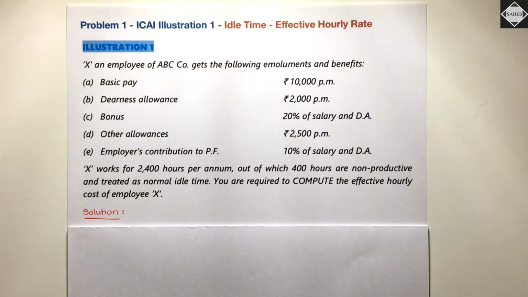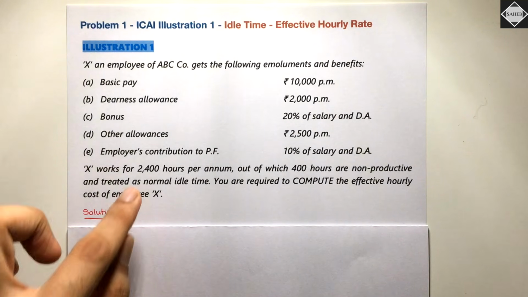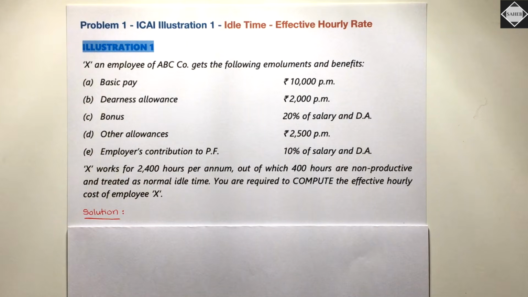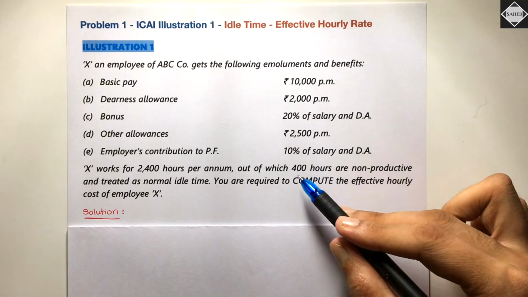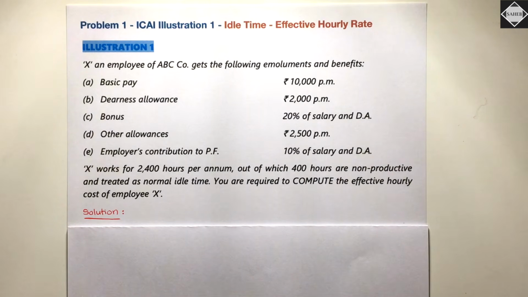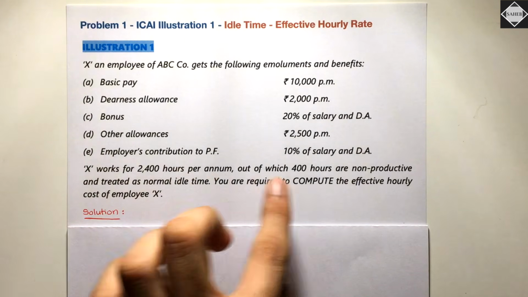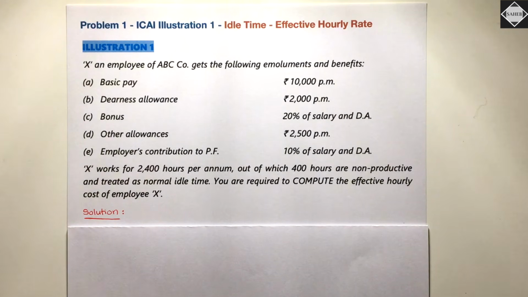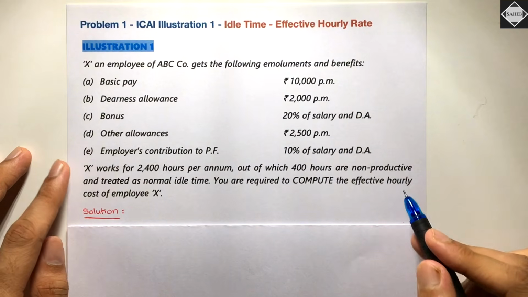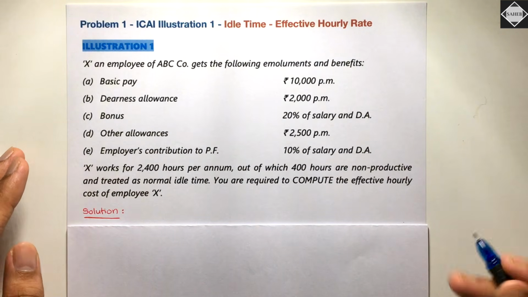So this is really simple and straightforward. They have given you the total hours in a year, 2,400 hours, and they are saying 400 hours are non-productive, and it's normal idle time. Is it clear? So how many are the effective hours? 2,400 minus 400. You are required to compute the effective hourly cost of employee X. So let's see how to solve this.